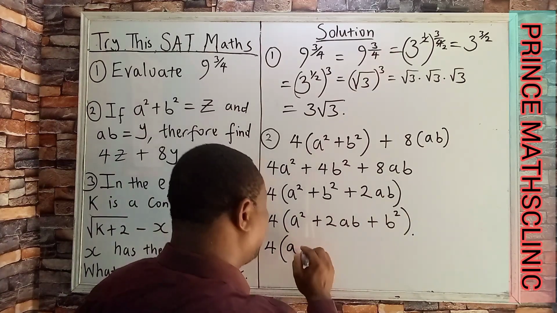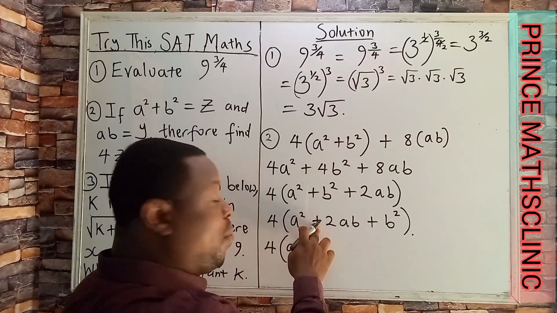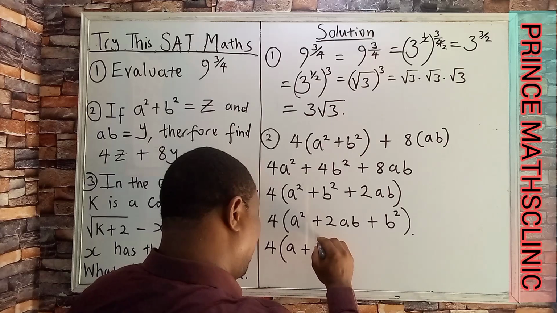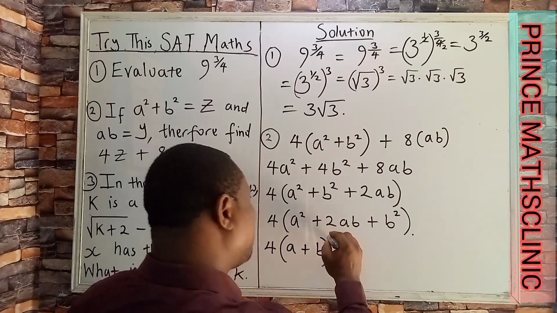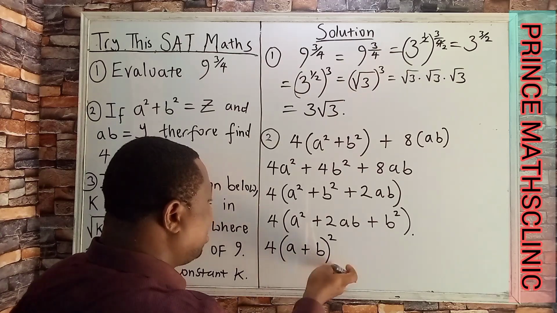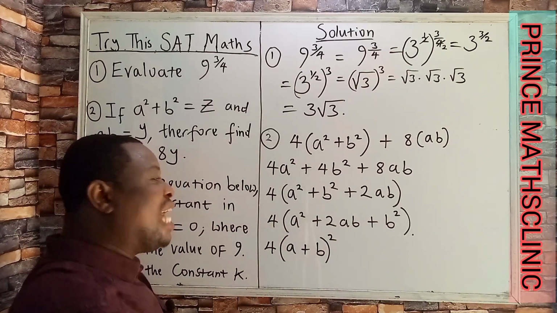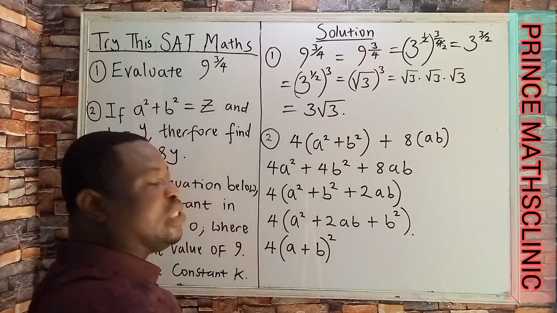What's the square root of b squared? It is b. What's the sign here? Positive. Then put the bracket, then square it. I can guarantee you that when you open this bracket, a plus b all to the power of 2, you are going to get what you have here. That's how to factorize questions like this.